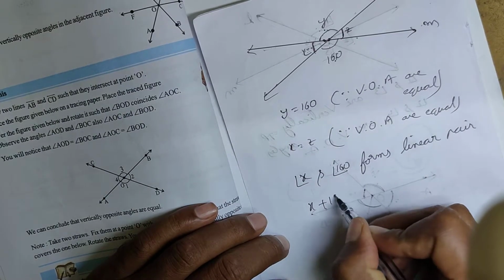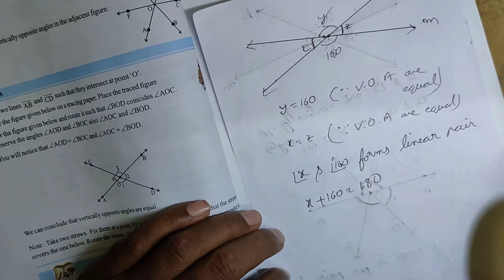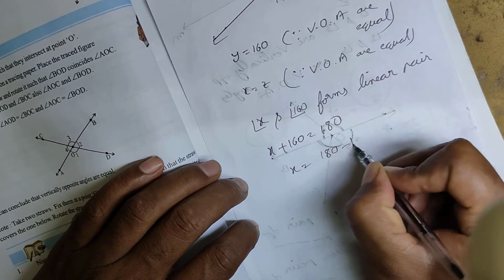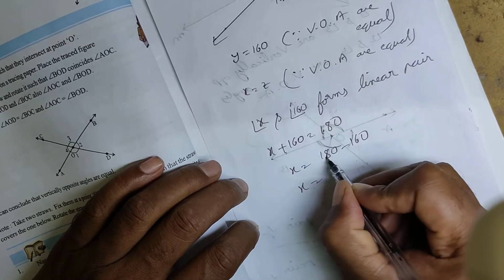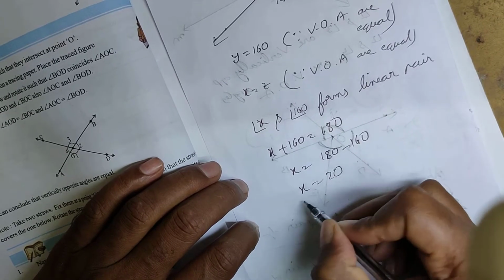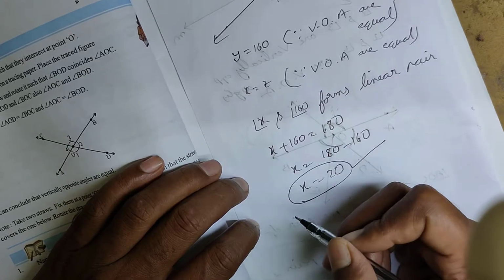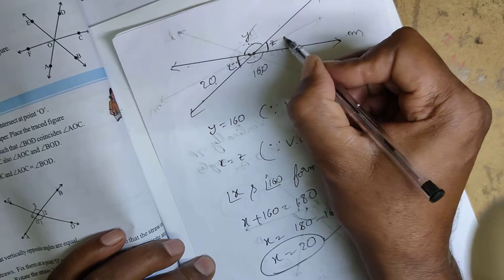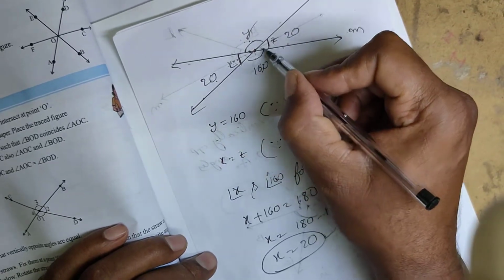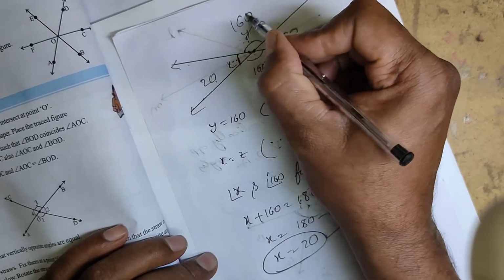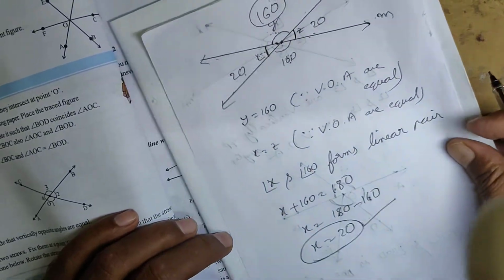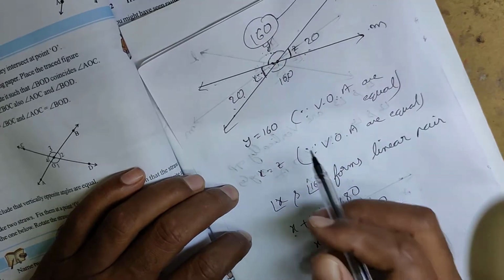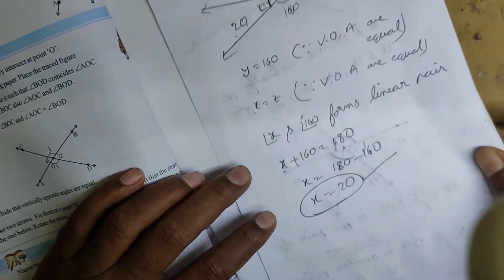So x plus 160 is equal to how much here? 180. I want the value of x. Bring plus 160 to this side: 180 minus 160. From 180, if you subtract 160, you get 20. The x value you got here is 20. If x is 20, z becomes how much here? 20 only. If this is 160, y becomes how much here? 160. He asked to find x, y and z. X is 20, y is 160, z is 20. So we found all the angles.